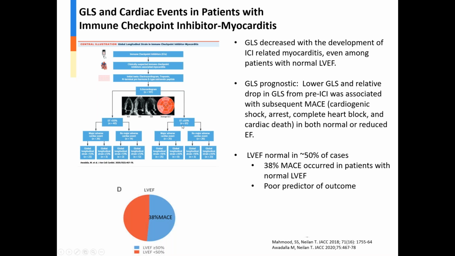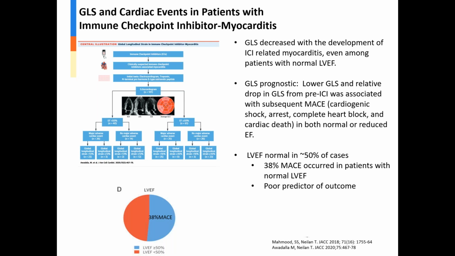Work from Tom Nealon showed that GLS decreased with the development of ICI-related myocarditis, even among patients whose LVEF is normal, as shown in our patient. Further, GLS can be prognostic, that is, lower GLS and relative drop in GLS from pre-treatment is associated with major adverse cardiac events in both normal or reduced ejection fraction.